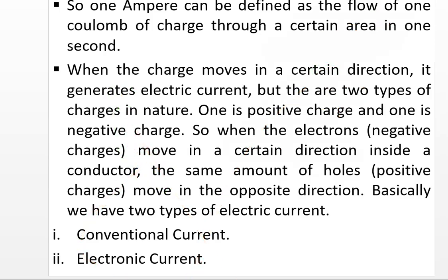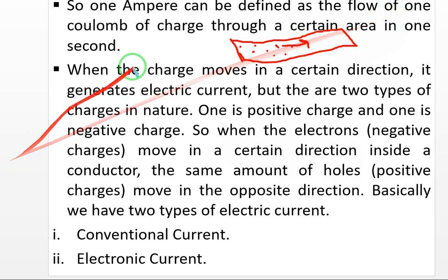So now, when charge moves in a certain direction, what does it mean? Let's say this is a conductor and we have charges inside the conductor, and all these charges are moving from left to right. When charge moves, there will be current. So it generates an electric current.